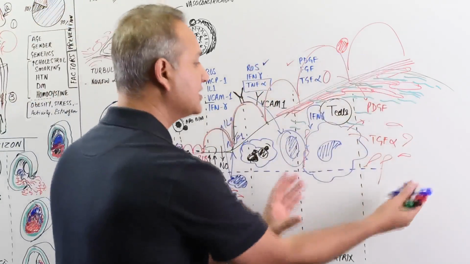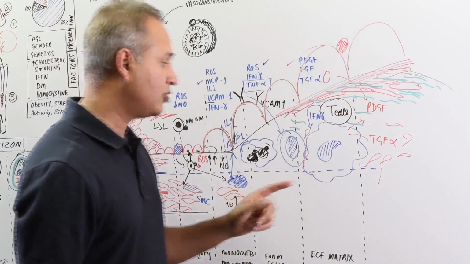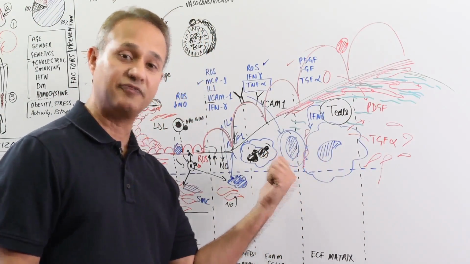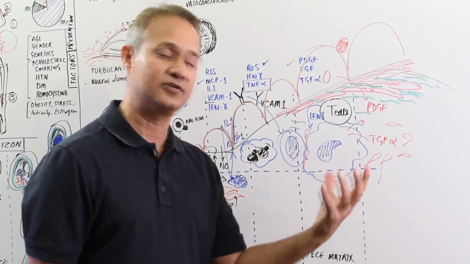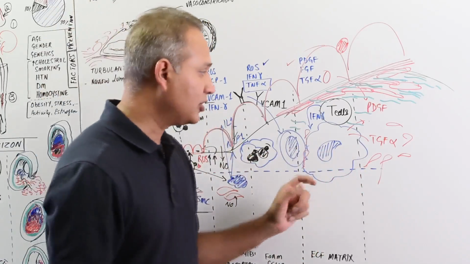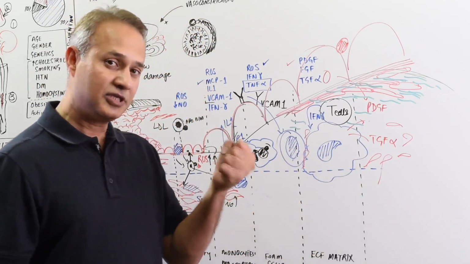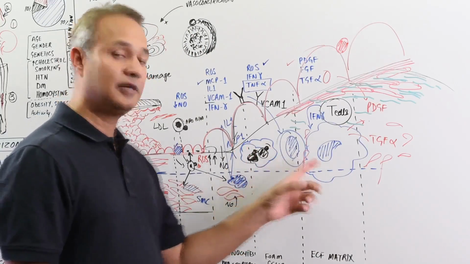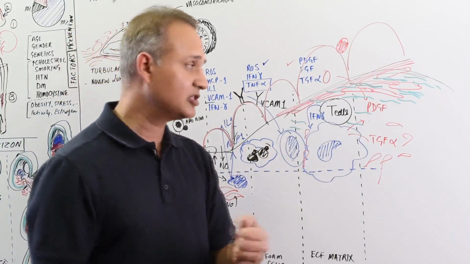One more point, please remember: macrophages pick up the LDL, oxidized LDL, through scavenger receptors, not through the normal LDL receptors. That's an important point to keep in mind, because patients who have a deficiency of LDL receptors still have LDL picked up by macrophages, and that is because of the scavenger receptors.